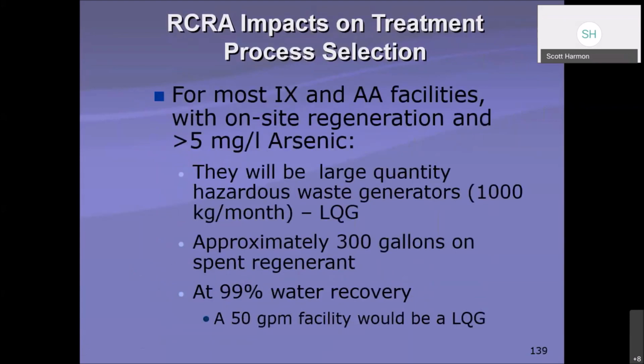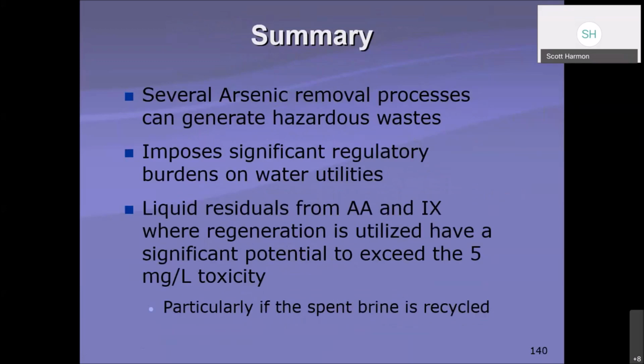So for most of the 9 and AA facilities with on-site regeneration and less than 5 milligram arsenic, they will be large quantity hazardous waste generators, and it gives you an estimate of what that could be. Approximately 300 gallons of on-site spent generation, right, at 99% water recovery. So it's just basic math here on how much your process could affect how much actual on-site arsenic you would have.